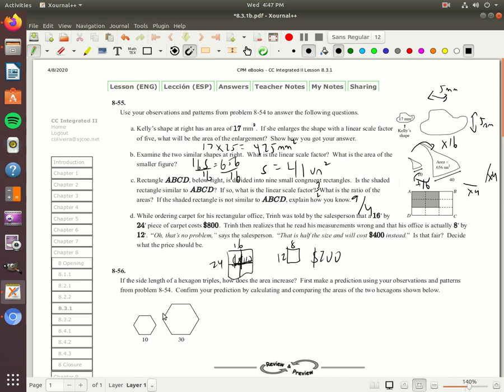And finally, if the side lengths of a hexagon triple, how does the area increase? And again, I hope we're all good with the idea by now that it's growing 3 times in each direction for a grand total of 9. So it will be 9 times bigger. First, make a prediction. Confirm a prediction by calculating and comparing the areas.